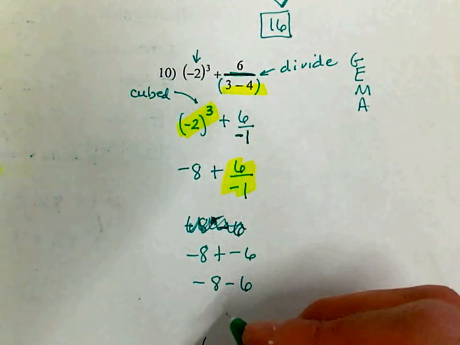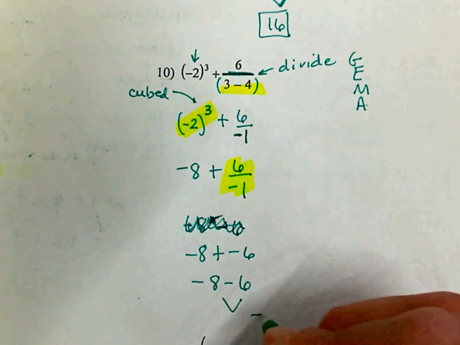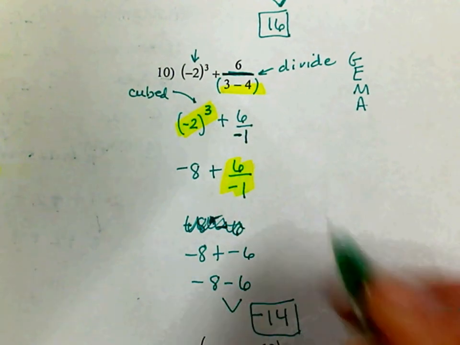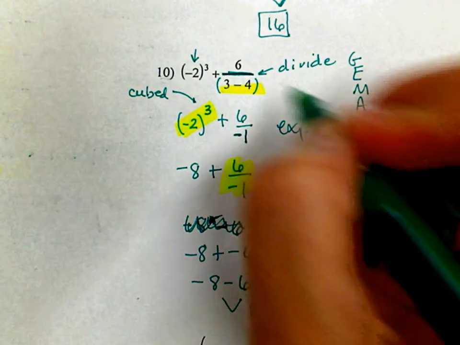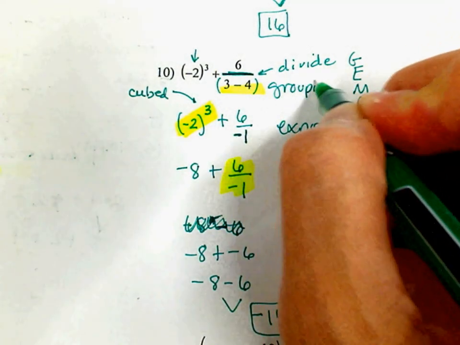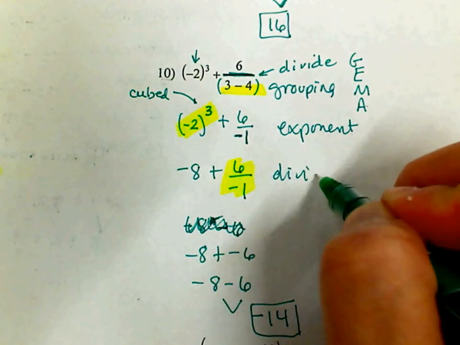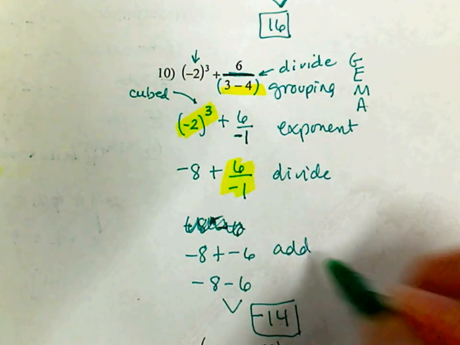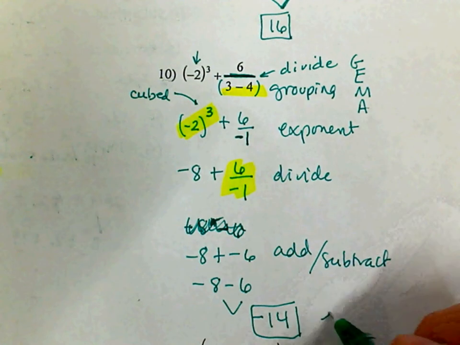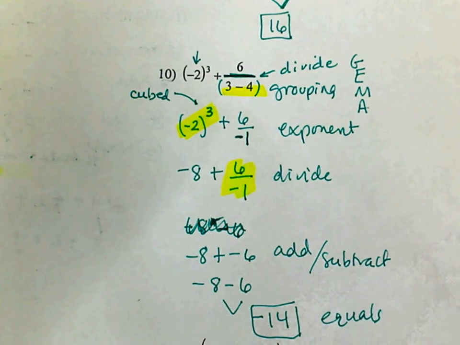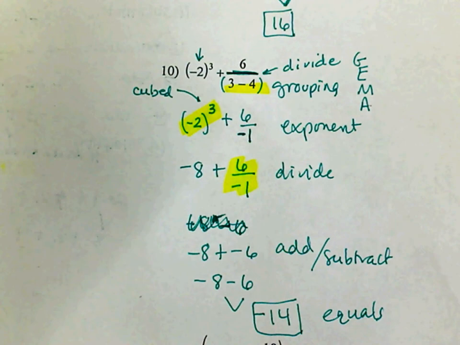Very good. Okay? So you did exponent, you did grouping, you divide, and then you add and subtract. And that equals. Okay? Good job. Any questions so far? Pretty good? See the order every single time? Okay, let's go to number 12.